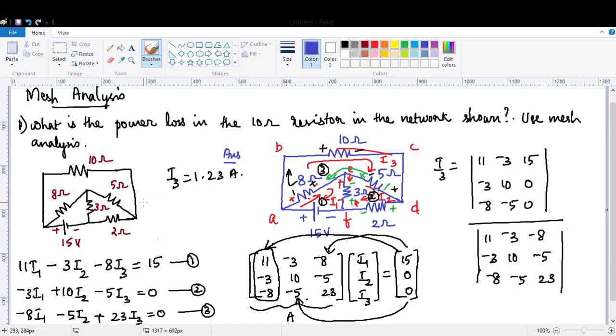To find power loss, we use the I squared R formula. So the power loss is equal to I3 squared into the 10 ohm. So that final value is equal to 15.13 watts. So this is how we can solve the mesh analysis using Cramer's rule. And as I mentioned earlier, you can evaluate the values directly using the calculator by going into equations mode and putting in the values. Thank you.